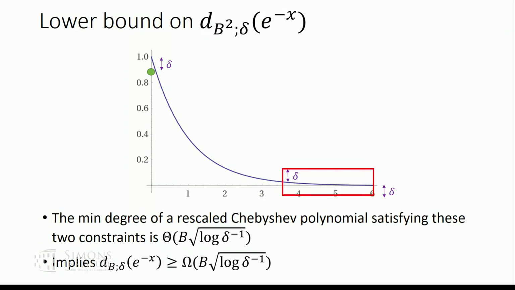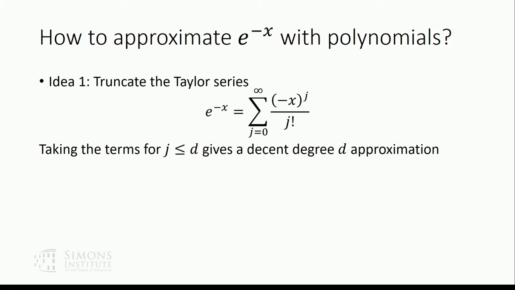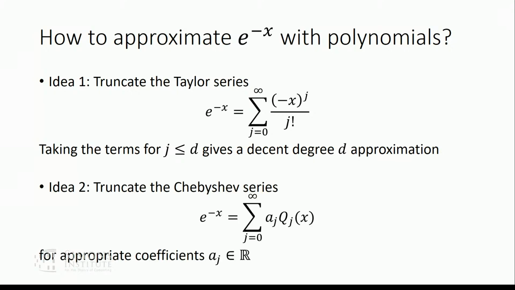It turns out Chebyshev polynomials, for this kind of reason, are also useful for the upper bounds. So how do we go about approximating e to the minus x with polynomials? Maybe the first idea is you would just write out a Taylor series for e to the minus x and truncate it. You can do this, and it gives a decent degree d approximation. But an idea that turns out to work better is to truncate the Chebyshev series instead. So you do a change of basis. Instead of writing it as a series in terms of monomials, you write it as a series in terms of Chebyshev polynomials. And you truncate that instead, and it turns out to work much better, much more quickly.